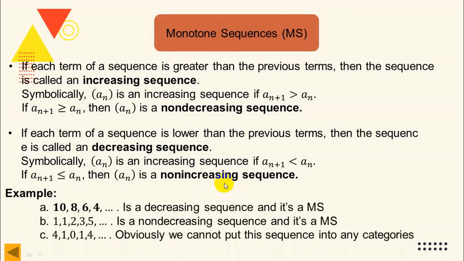So let's do an example. From here we have a: 10, x, 4. We can say the first term is 10, the second term is x. 10 to x is minus 2. x to 6 is minus 2. So we know this one is decreasing, because from the first term to the second term it is lower than the previous one. So it's called a decreasing sequence, and it means a monotone sequence.